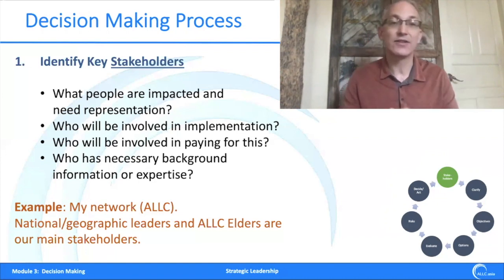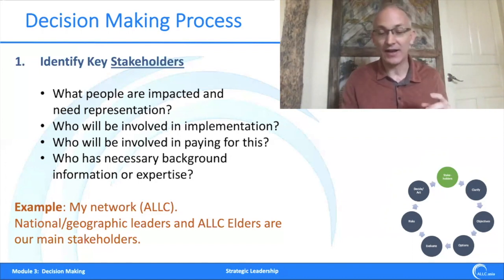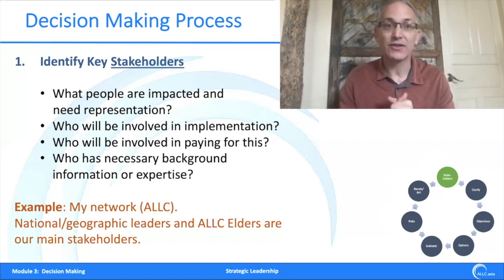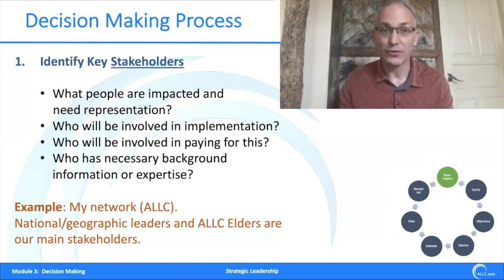And the last thing to consider is what kind of people we need to involve who might have great background in this area, expertise, or information that we need. So these are some of the questions to consider as you're thinking about identifying key stakeholders to involve at some point during the decision-making process. And that's where we begin.